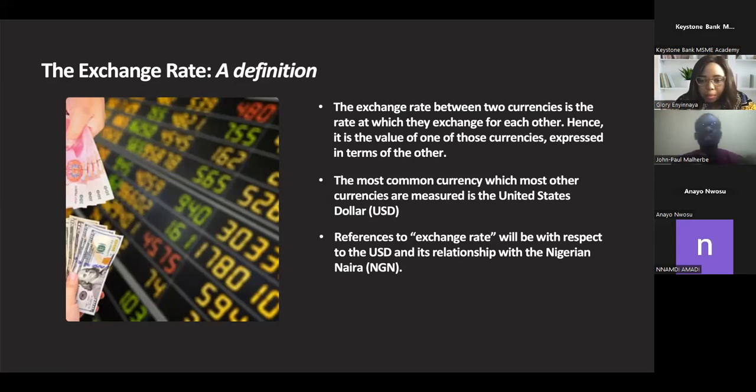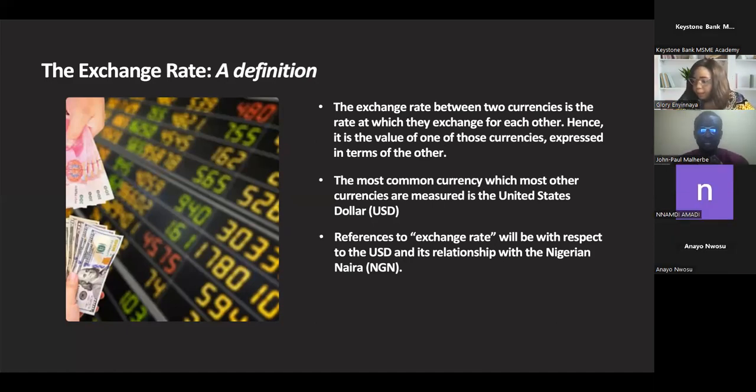It's the rate at which one currency changes with another, or the value of one currency expressed in terms of another. The most common currency with which most other currencies are measured is the United States dollar. The United States dollar is the most popular currency in the world. It is the currency with which most people carry out international trade. So for the purpose of this small presentation, all references to exchange rate will be with respect to Naira and dollar.